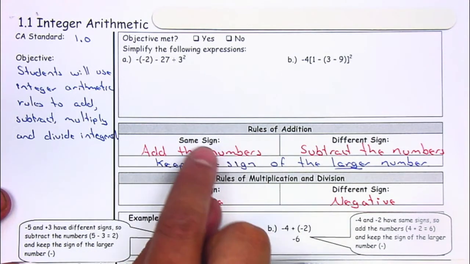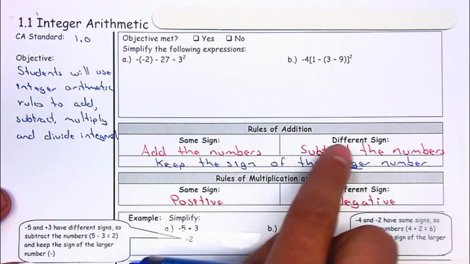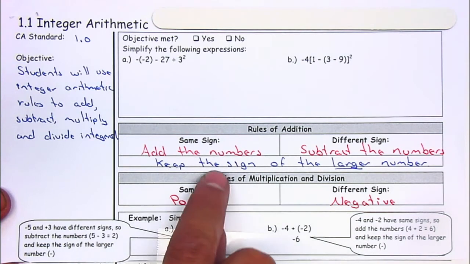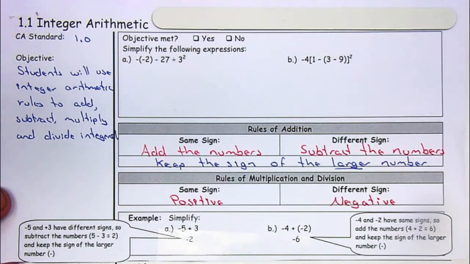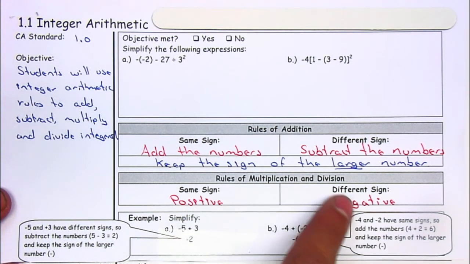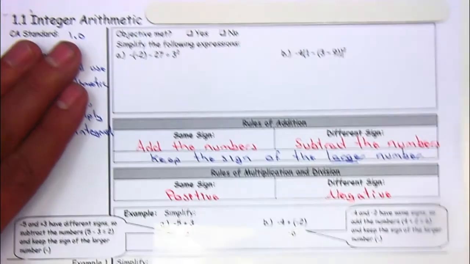For addition, if they have the same sign, we're going to be adding the numbers. If they have different signs, we are going to subtract the numbers. We are going to be keeping the sign of the larger number. For multiplication, if they have the same sign, it's going to be positive. If they have different signs, it's going to be negative. But let's go and look at example number 1 for addition.